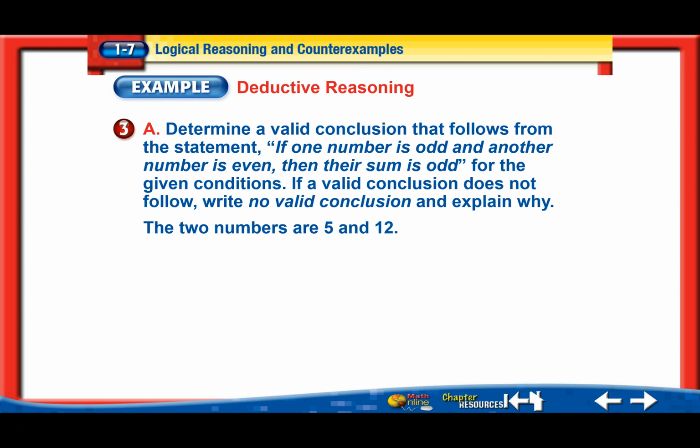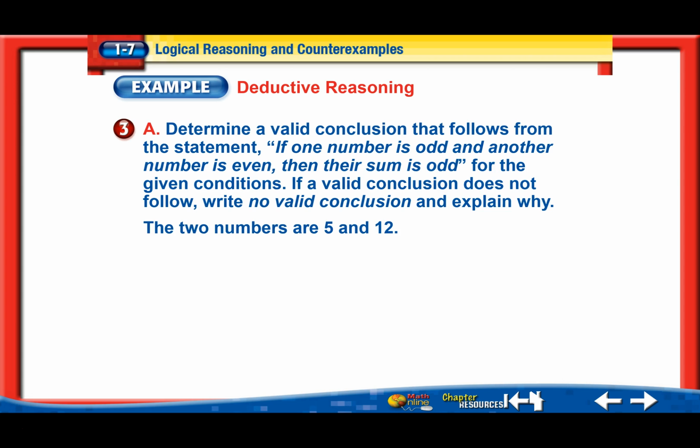All right, so here's some of that deductive reasoning. We're going to use facts to justify something. Determine a valid conclusion that follows from the statement: if one number is odd and the other is even, then their sum is odd. For the given conditions, if a valid conclusion does not follow, write no valid conclusion and explain why. For two numbers, we're going to take one odd number and one even number, and their sum has to be odd. That's what they're asking. If this, then this.